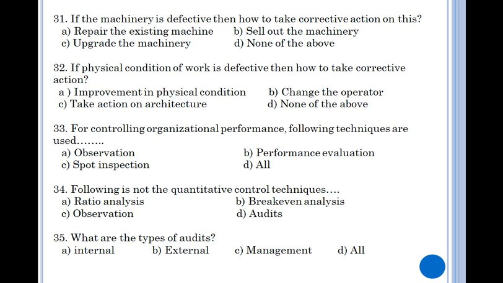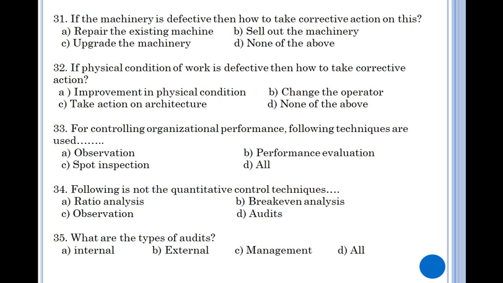Question number 34. Which of the following is not a quantitative control technique? What does quantitative mean? Quantitative means a control technique which will have numbers, or the results, inputs and outputs will be in numbers. So go through the options. We have four options. A, ratio analysis. B, break-even analysis. C, observation. And D, audits.